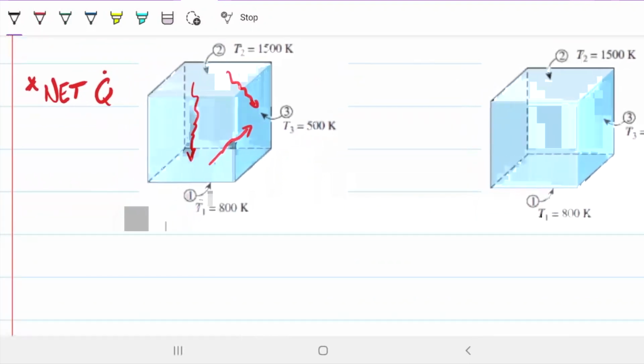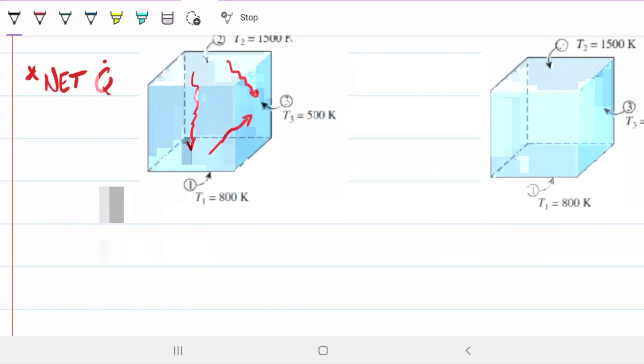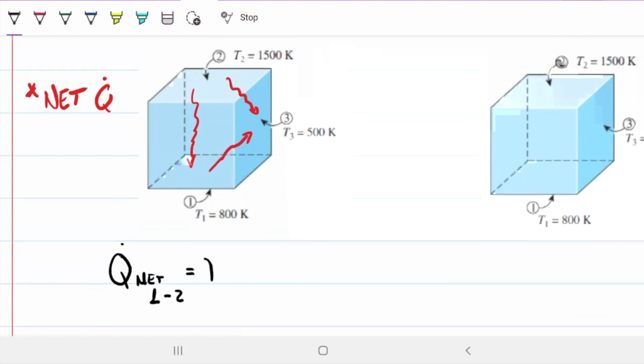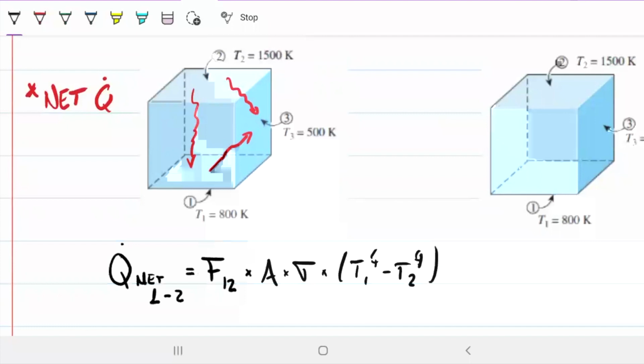Now, the whole idea around this problem is that the surfaces don't see all the others; each surface can see several things. The bottom one can see the side surfaces, with four options for the sides and one option for the top. So we need to use some of the logic around shape factors to solve this problem. Q net between, say, one and two, which is the bottom and the top according to the numbering there, will be how much one sees two, the shape factor, times its emissivity, which is one so I'm going to ignore that, times its area, times the constant, times the difference in temperature from one to two. That will be the equation. So the whole point is to find these shape factors so that we can calculate what we need.